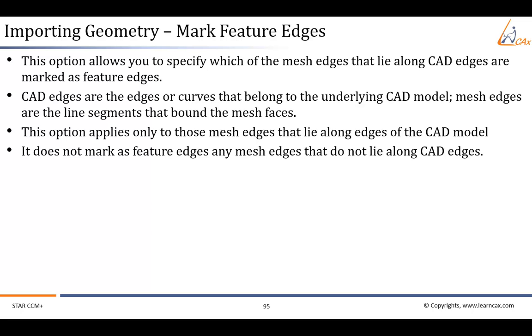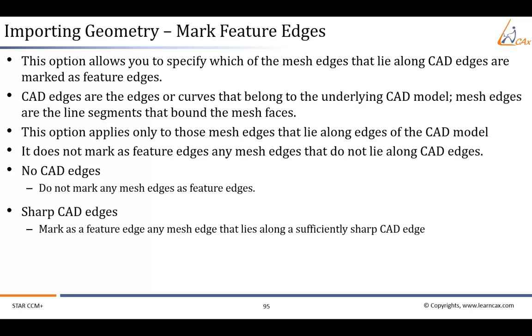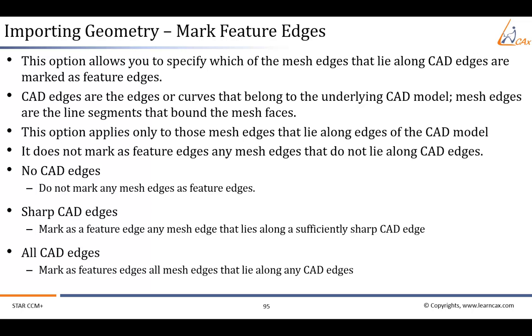The following settings are available in this. No CAD edges: do not mark any mesh edges as feature edges. Sharp CAD edges: mark as a feature edge any mesh edge that lies along a sufficiently sharp CAD edge. All CAD edges: mark as feature edges all mesh edges that lie along any CAD edges.